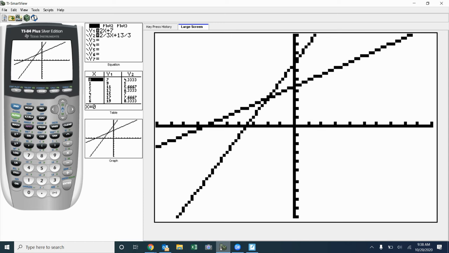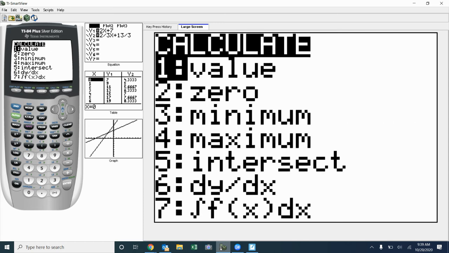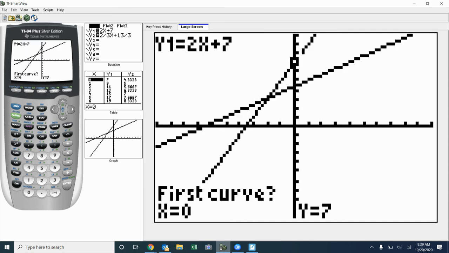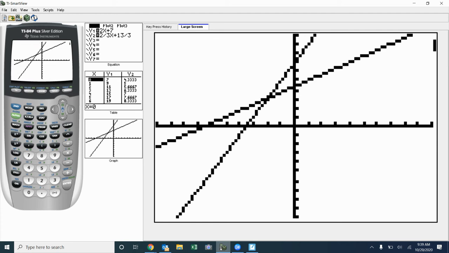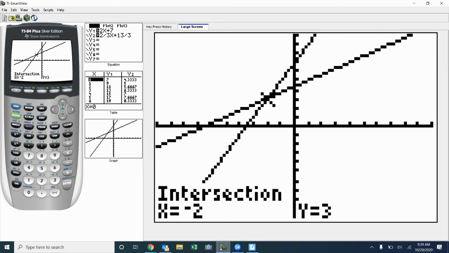We worked with this other part, second trace, which is your intersection. Now, all your calculators are a little different at this point. Mine's asking for the first curve, second curve, a guess, and then it gives me the spot of negative 2, 3. And that's what I'll be looking for tomorrow.